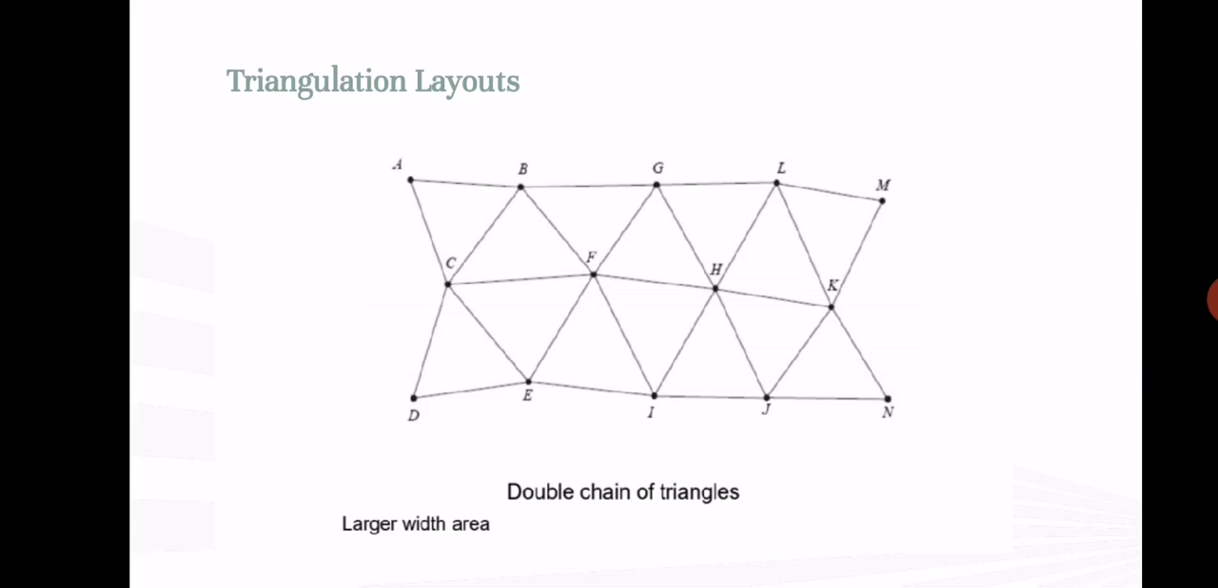Next layout is double chain of triangles. Here you can see two triangles simultaneously running in a forward direction. In the previous layout, one triangle alternatively was running, but here two triangles are simultaneously running, making a double chain of triangles.